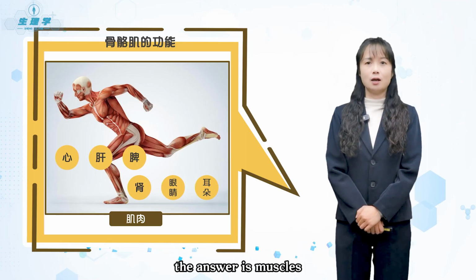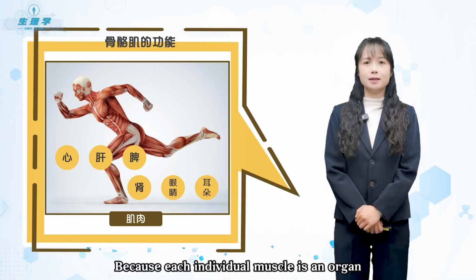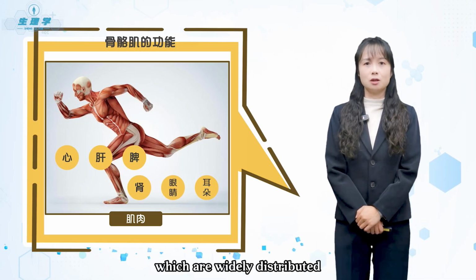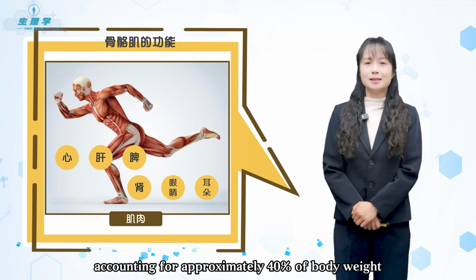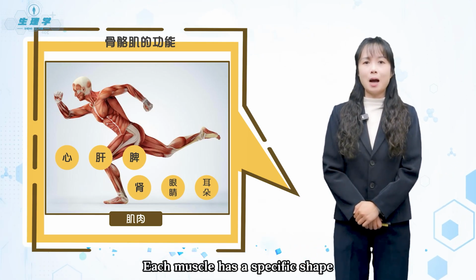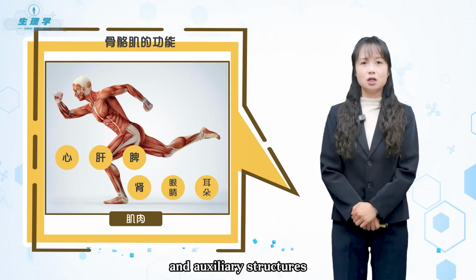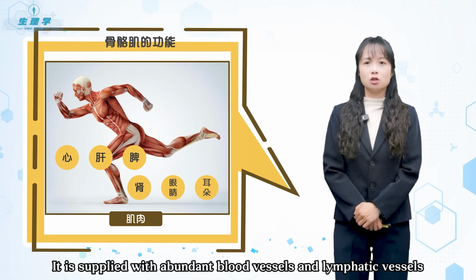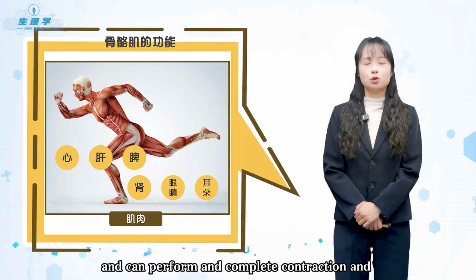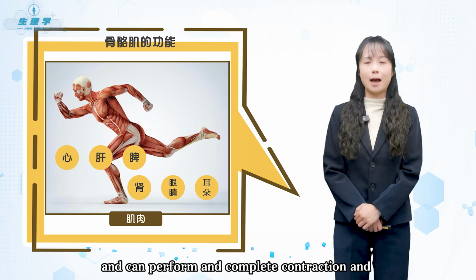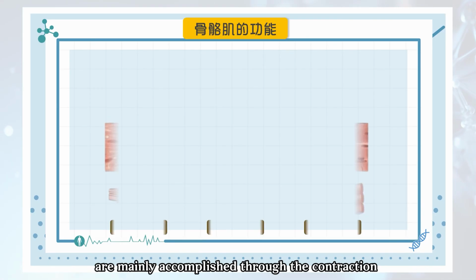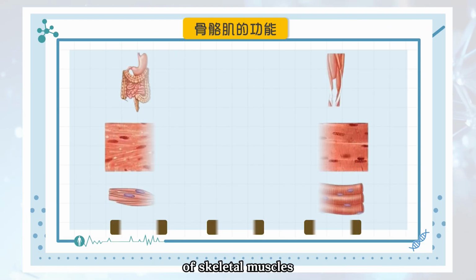The answer is muscles. Because each individual muscle is an organ, the human body has more than 600 muscles, which are widely distributed, accounting for approximately 40% of body weight. Each muscle has a specific shape, structure, and auxiliary structures. It is supplied with abundant blood vessels and lymphatic vessels, is innervated by nerves, and can perform complete contraction and relaxation functions. All forms of movement in the human body are mainly accomplished through the contraction of skeletal muscles.